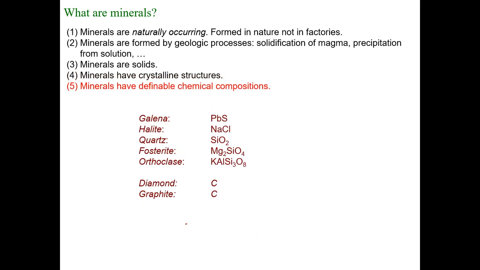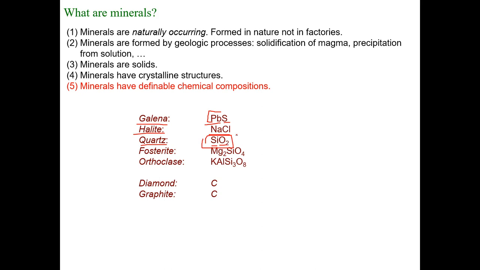Minerals have a definable chemical composition. That's another aspect of minerals. For example, galena is a mineral. It contains lead sulfide. Halite is a mineral. It's rock salt, sodium chloride. Quartz is a mineral, silicon oxide. If I asked you what is the chemical composition of quartz, you could say it's SiO2: one silicon atom, two oxygen atoms.